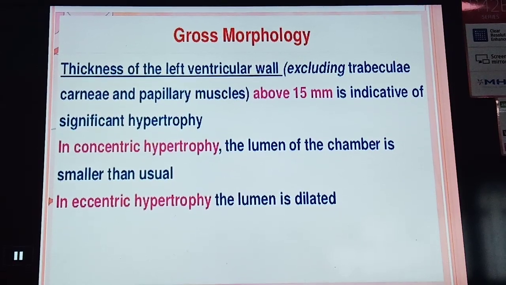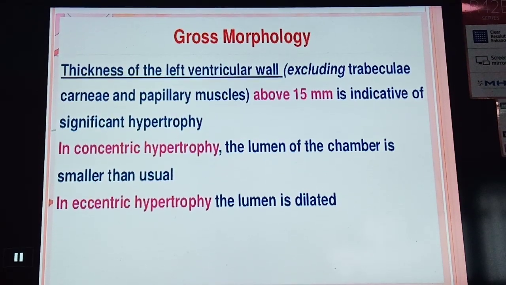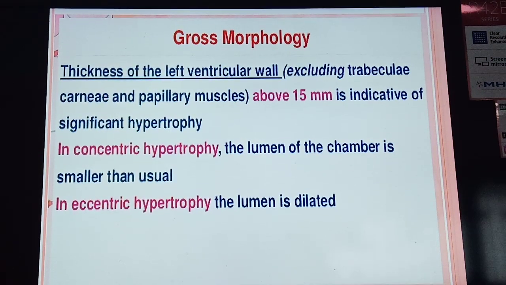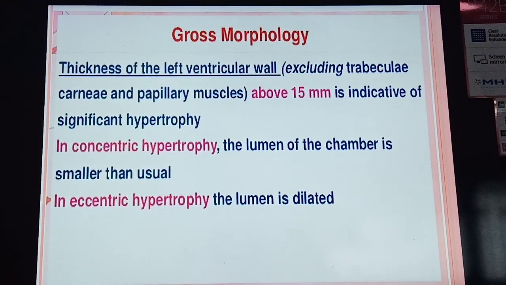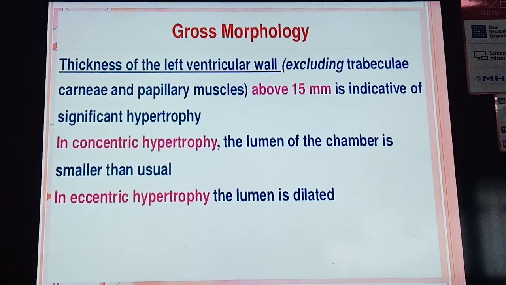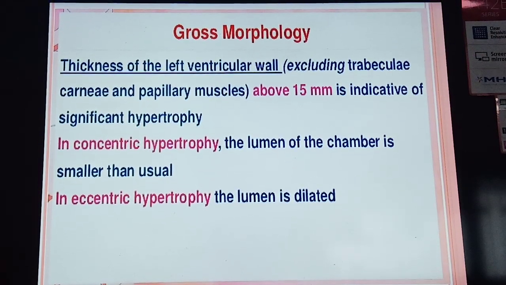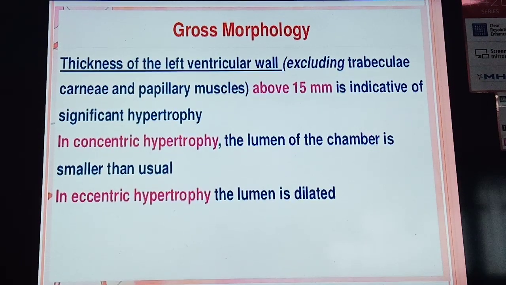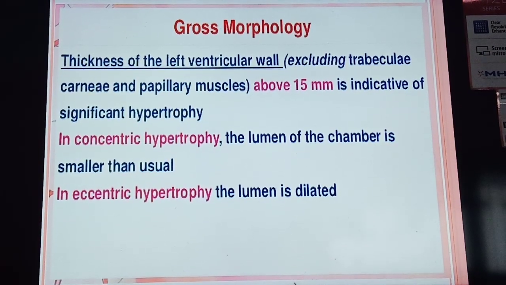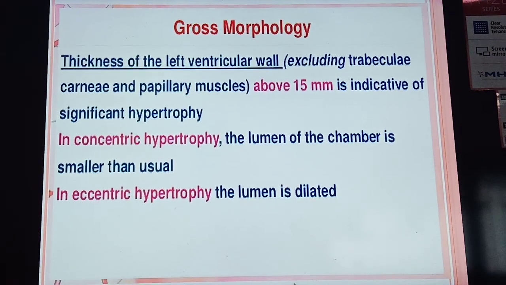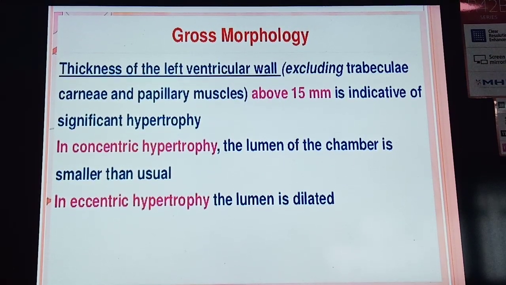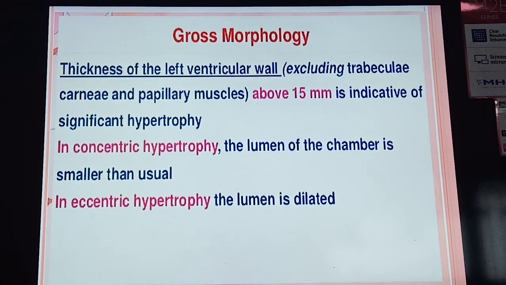Now the gross morphological picture. The thickness of the left ventricular wall, excluding the trabeculae carneae and papillary muscles, of more than about 15 millimeters is indicative of significant hypertrophy. In concentric hypertrophy, the lumen of the chamber is smaller than usual, but in eccentric hypertrophy, the lumen is dilated.